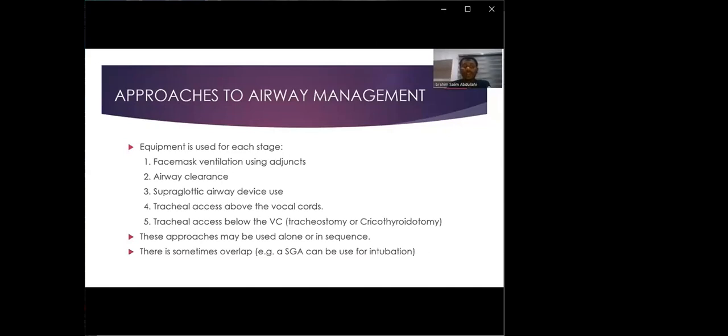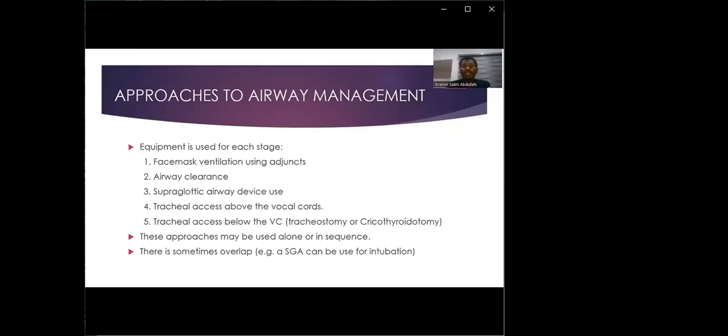So in all these approaches, airway equipment is used, because there is plenty of airway equipment which we cannot exhaustively discuss in this short presentation. So I intend to discuss the airway equipment that can be used to achieve each of these approaches.